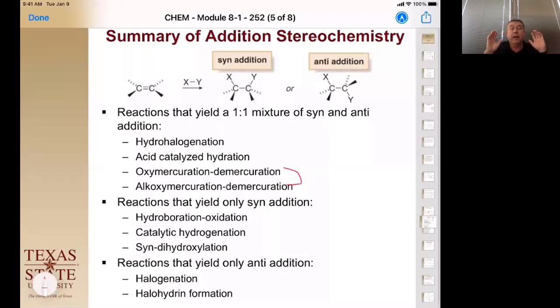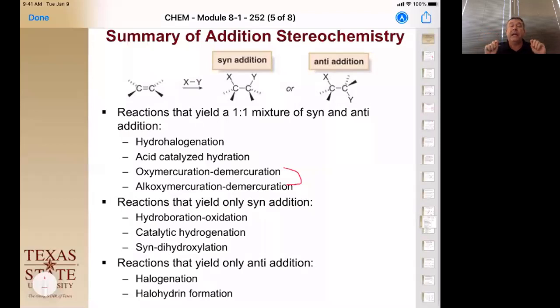The reactions that only give syn addition are hydroboration, where we have that 4-membered transition state, catalytic hydrogenation, also a 4-membered transition state, and syn dihydroxylation, which I haven't got to yet. We'll get to that soon.